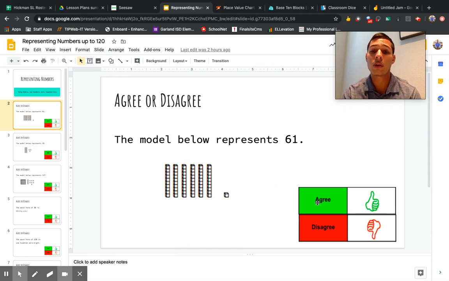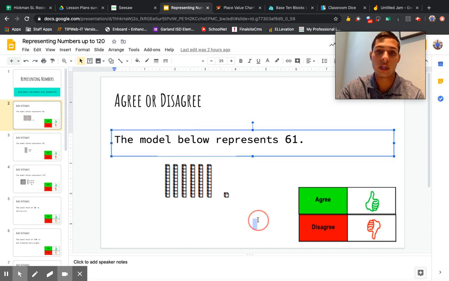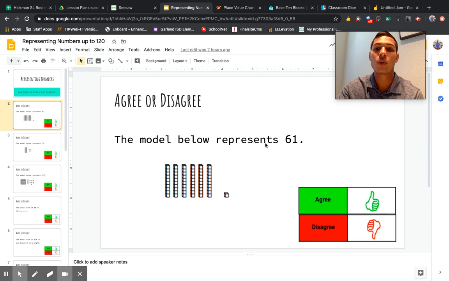The model below represents 61. So we need to determine if this model right here represents this number 61. Okay? So I'm going to read it again. The model below represents 61. If I was a student, in my opinion, I would be holding my thumb up. I agree with this statement. I think this is a correct statement. I think this is how you show 61 using your base 10 blocks.